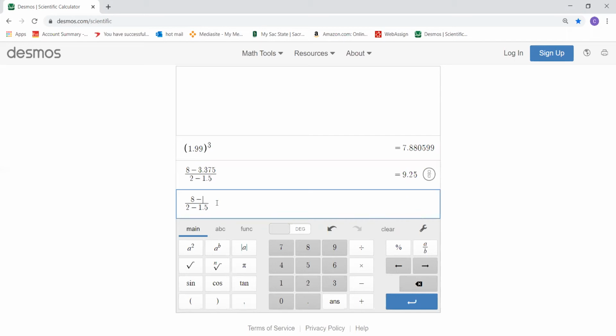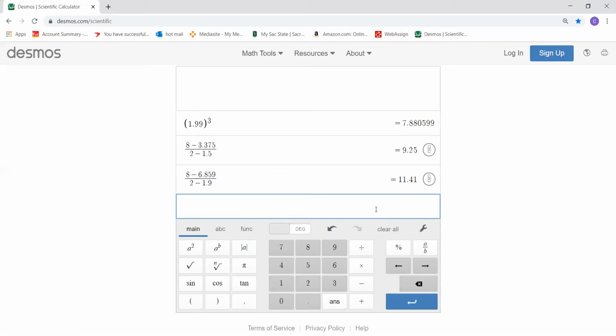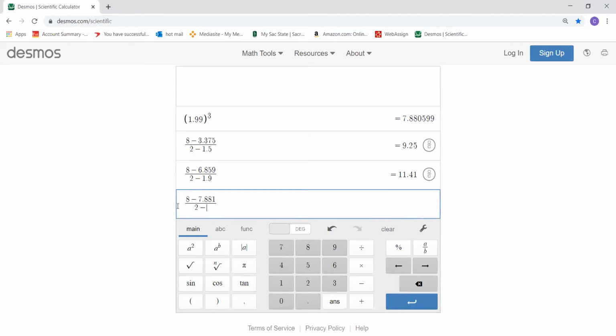This new point, we have an input of x equal to 1.9. The output for 1.9 is 6.859. So 11.41 is the next slope. And we're at 8 minus the last y value in our table, 7.881. For the difference in x values, we subtract 1.99. 11.9.